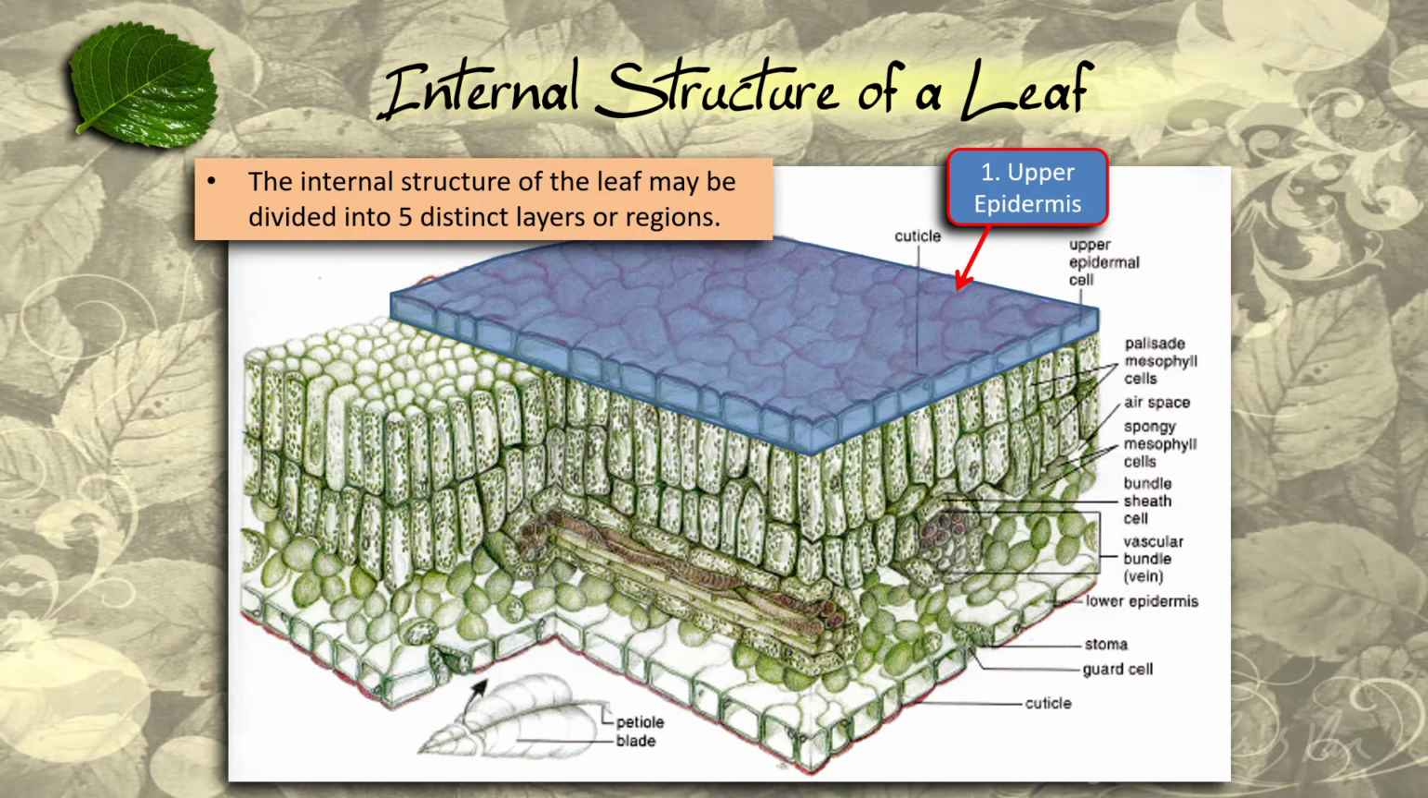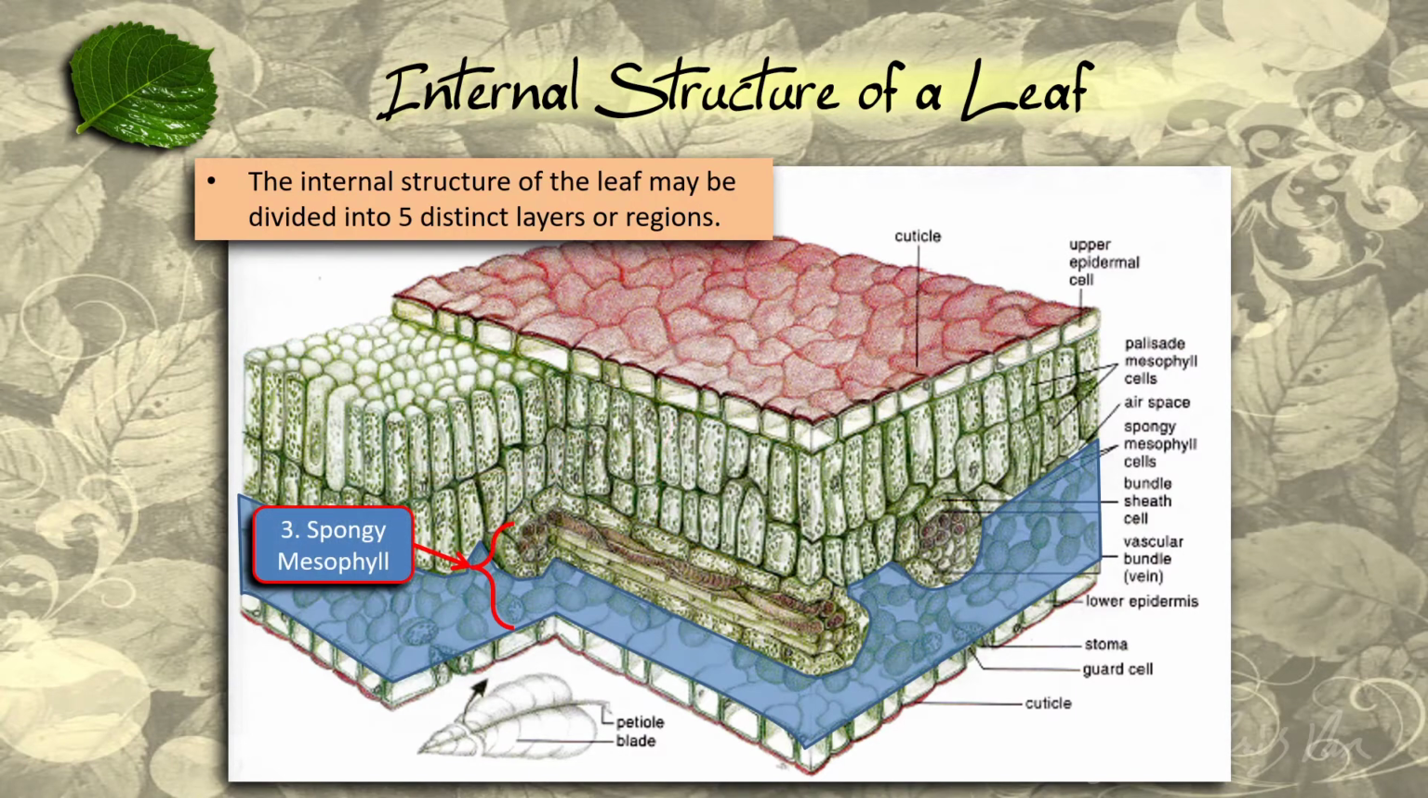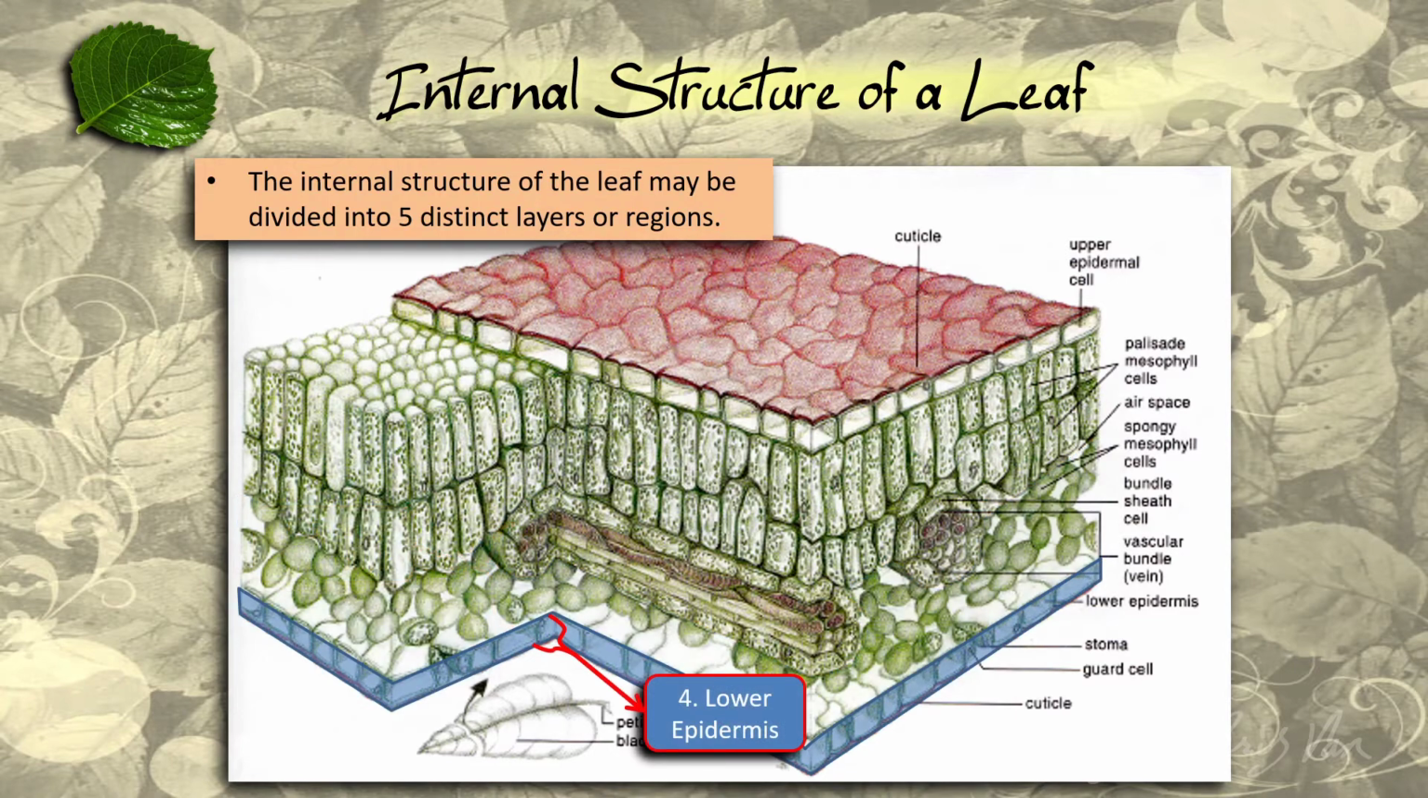Imagine it is like the skin of the leaf. Second layer is the palisade mesophyll cell. Third layer is the spongy mesophyll cell. And lastly, the lower layer is the lower epidermis layer.